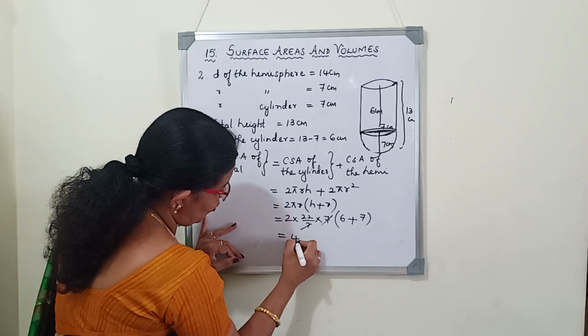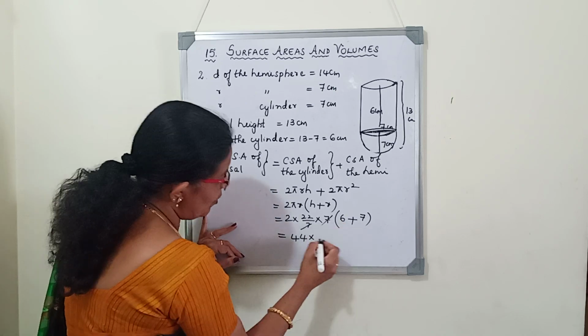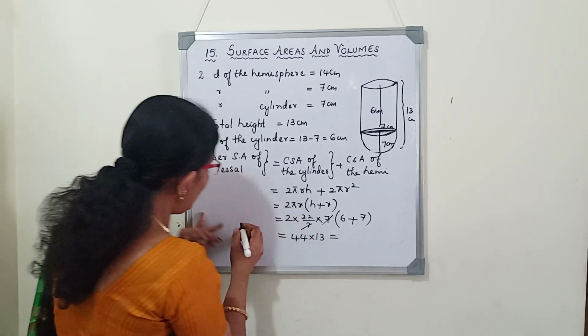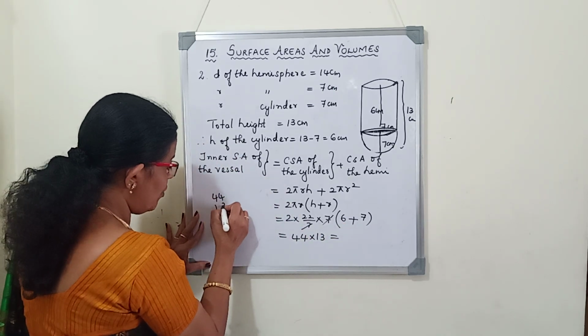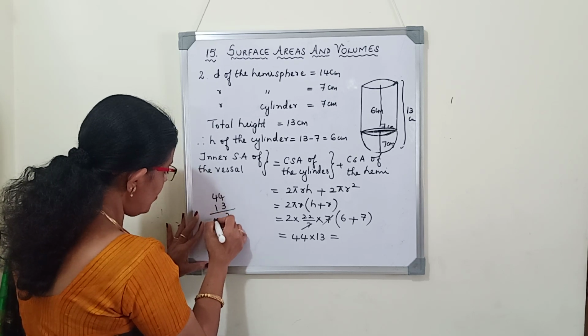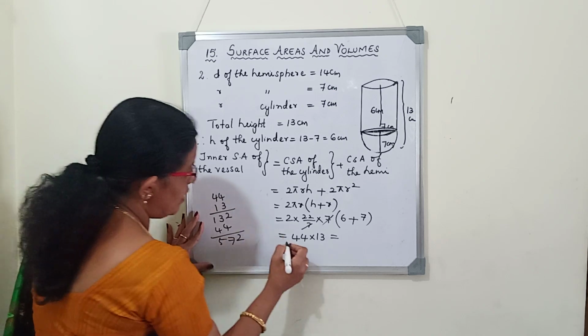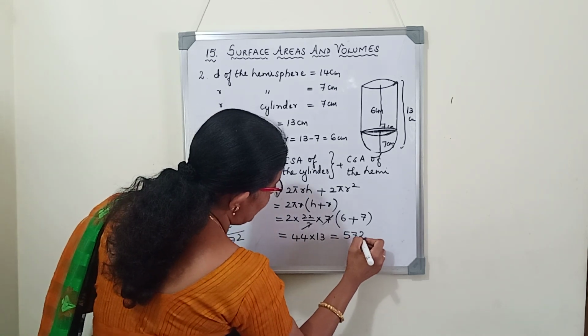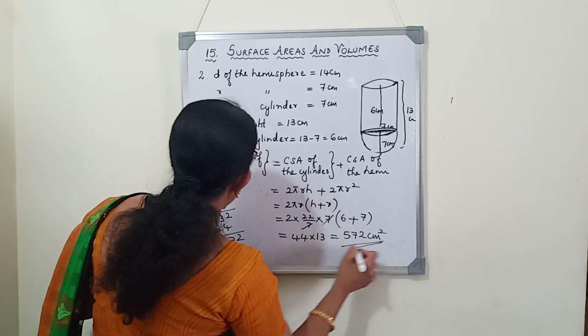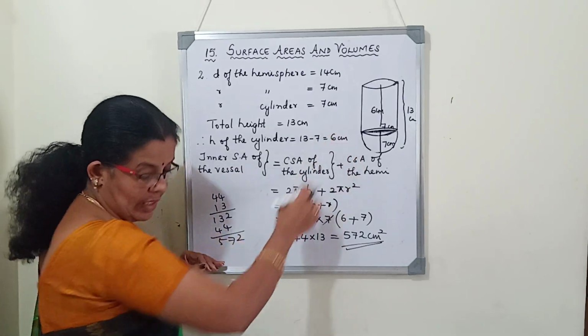2 into 22 is 44. 44 into 13, we have to multiply and write. So 44 into 13 is 572. So 572 centimeter square is the inner surface area of this vessel.